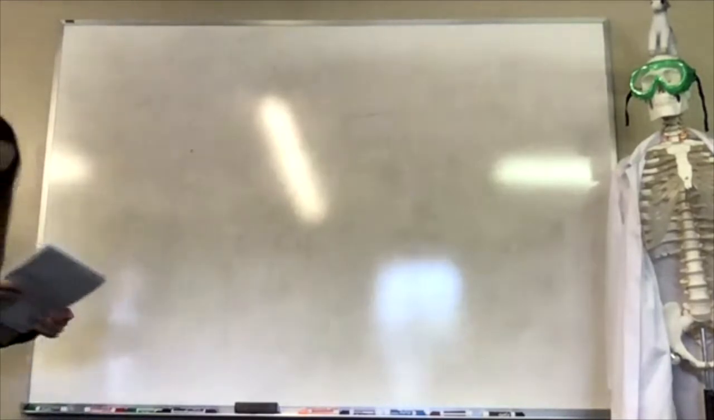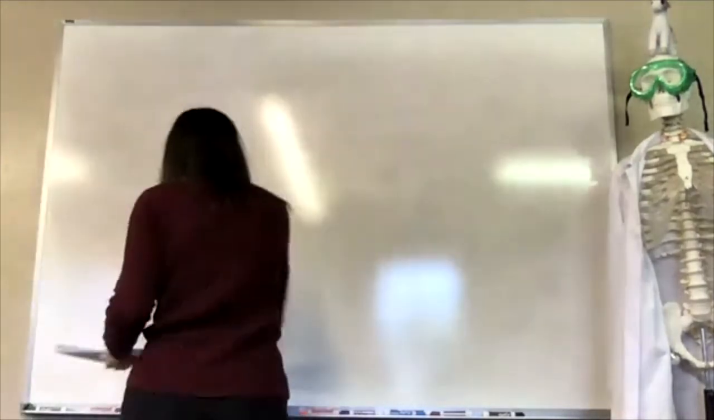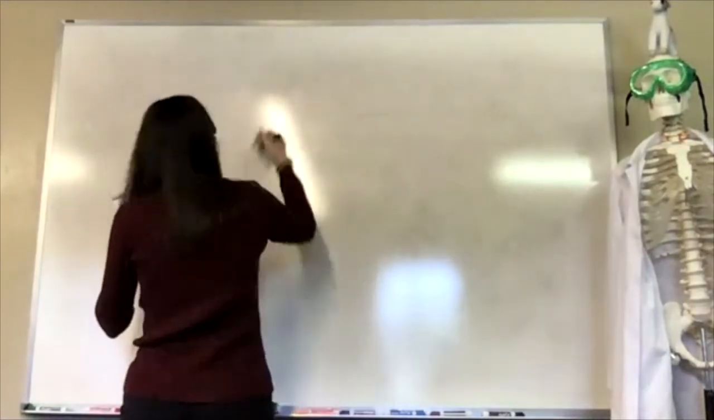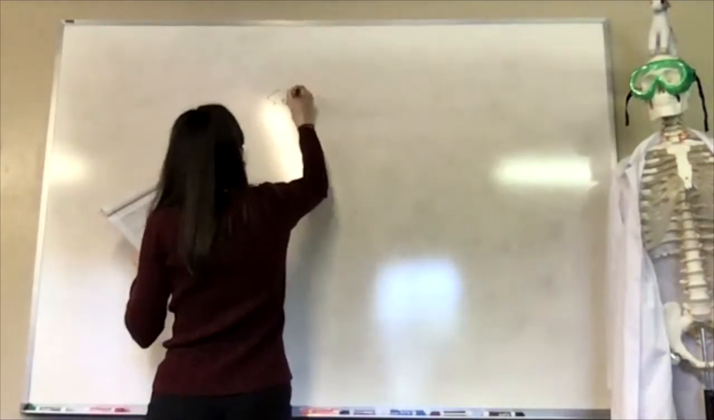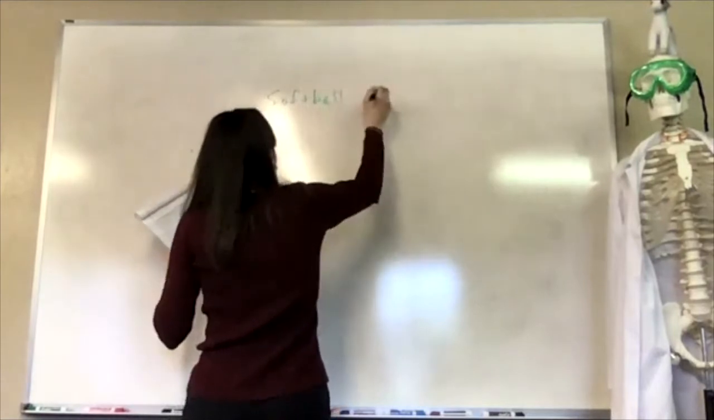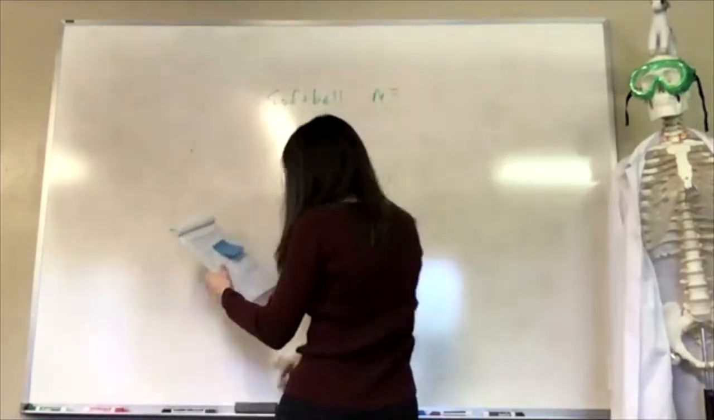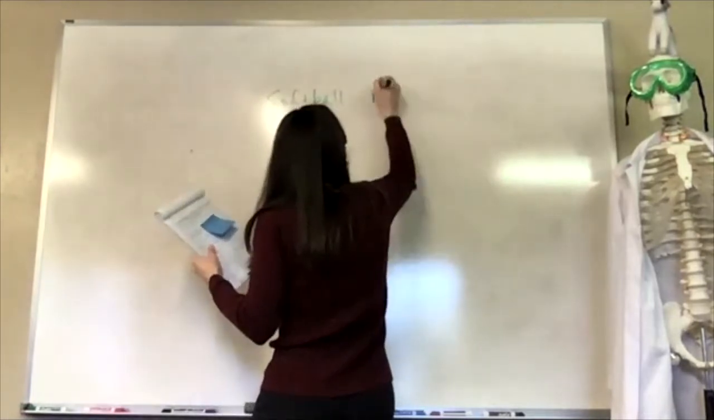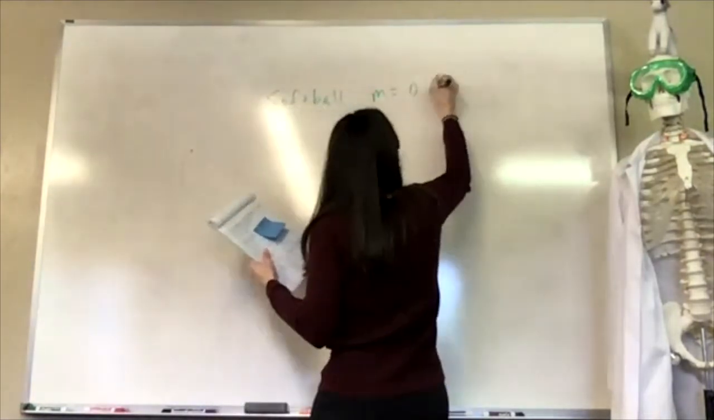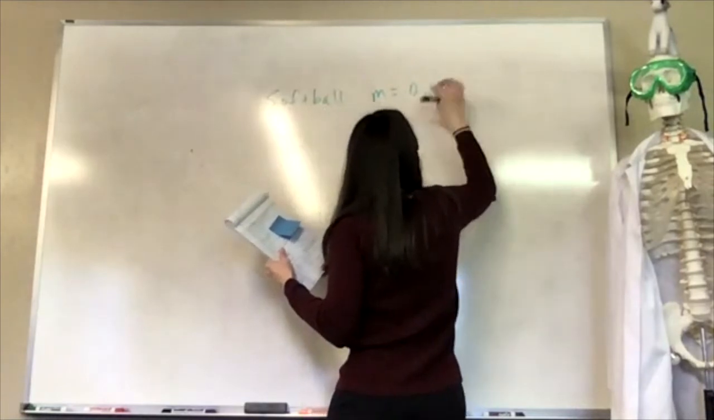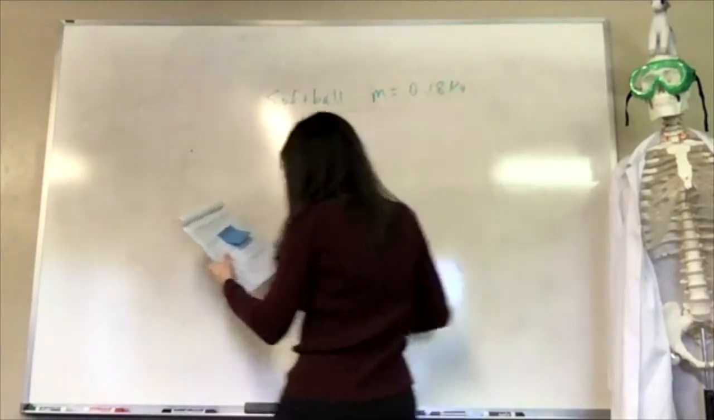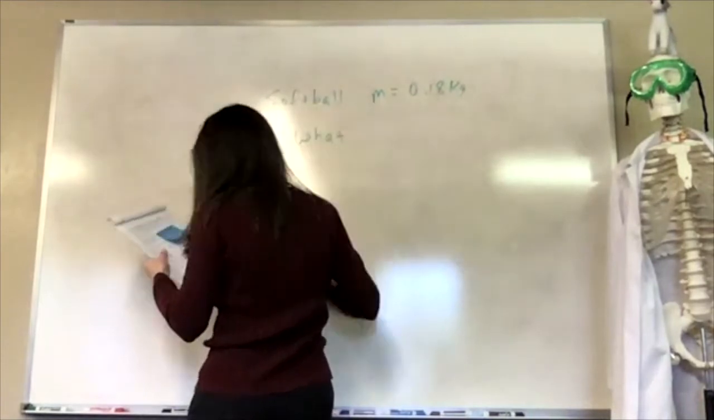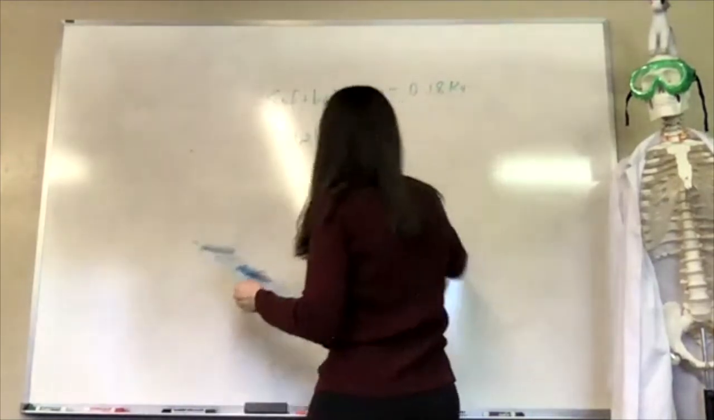Okay, so we can convert between mass and weight as we did yesterday in class. Go through an example of that. If you have a softball, and the mass of the softball is equal to 0.18 kilograms. The question is, what is the force that Earth exerts on the ball?